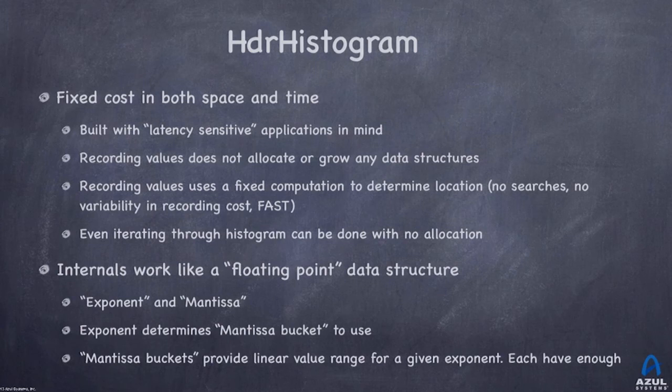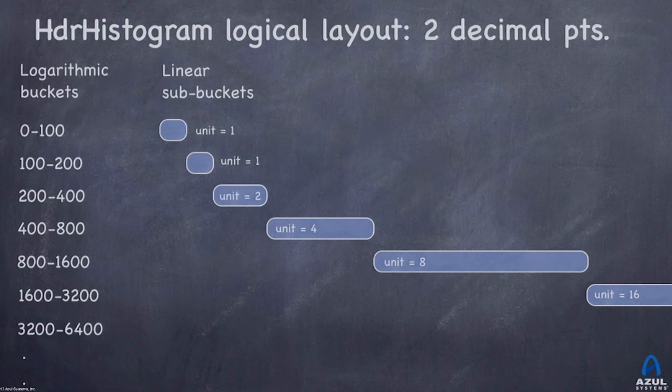The internals of it really build something that looks a lot like a big floating point data structure. It's not linear and it's not logarithmic, it's a hybrid of both. You can think of it as having an exponent part and a mantissa part. The exponent part gives me the dynamic range. The mantissa part gives me the resolution you asked for. You wanted 3 decimal points, there's going to be a big enough mantissa for that.